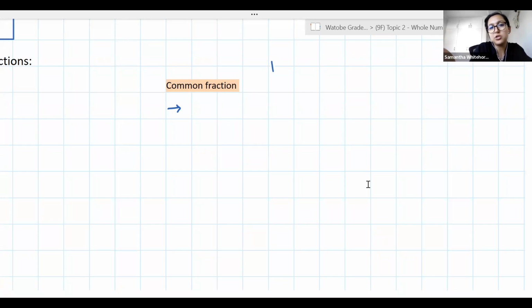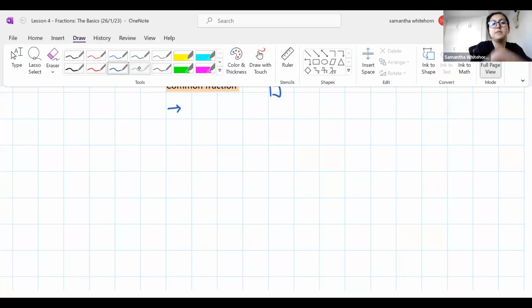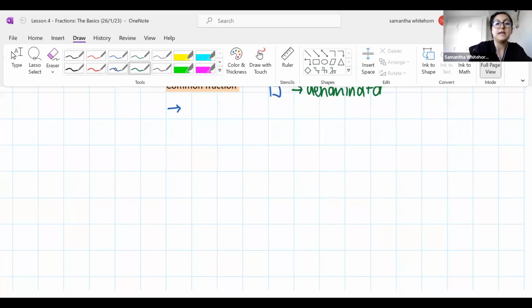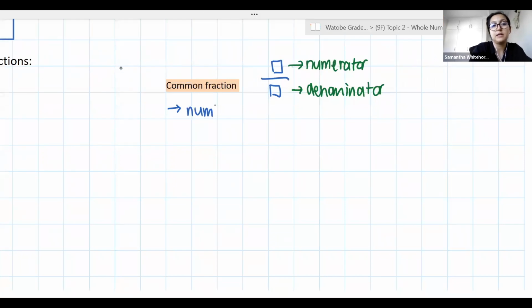Now, guys, importantly, there's 2 parts to a fraction. We've got the top and we've got the bottom. Those have specific names. It's not called the top and it's not called the bottom. Our top is our numerator. And our bottom number is our denominator. And so a common fraction is when our numerator is smaller than our denominator. Numerator is smaller than the denominator.